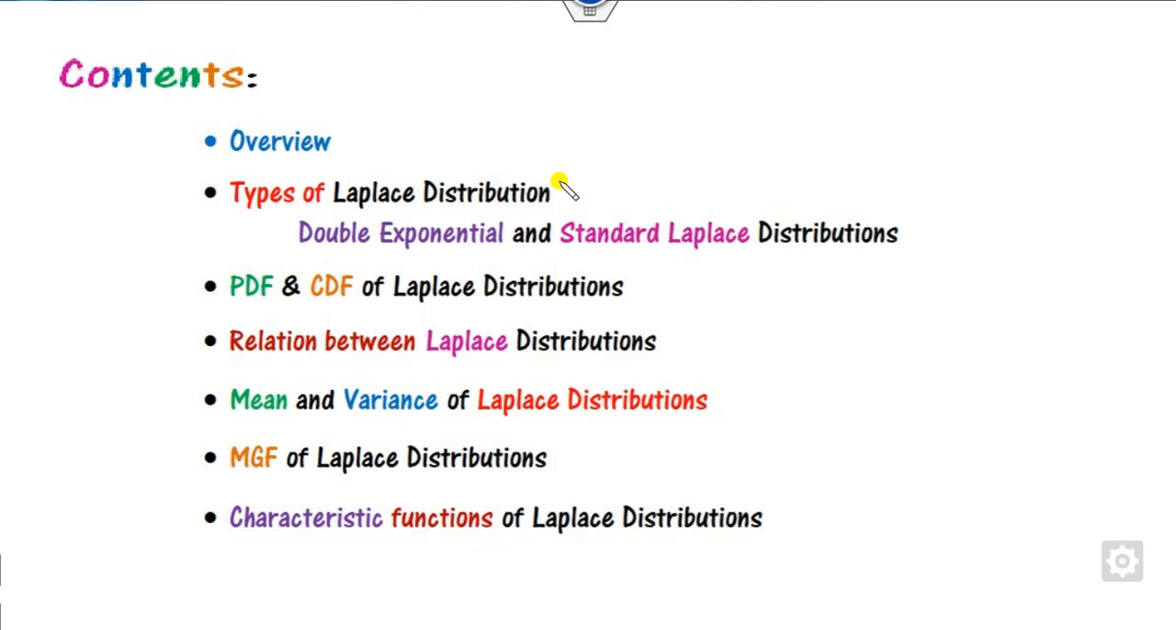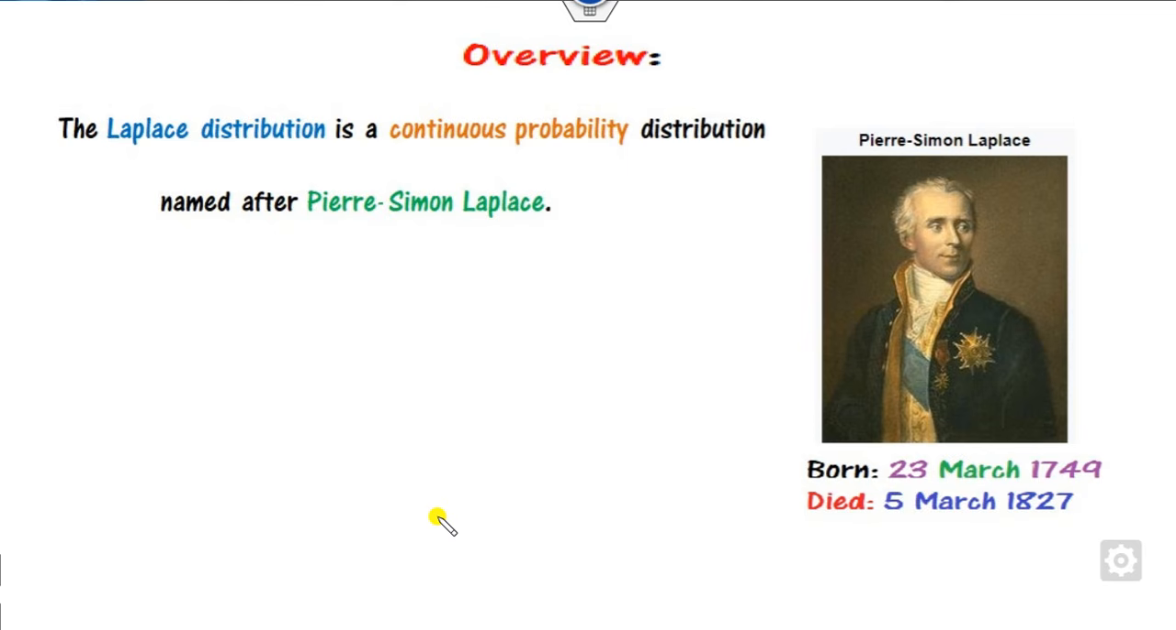So the content of today's presentation is that we will see the overview of the Laplace distribution, what the various types are, how you can find the PDF, CDF, the mean, variance, MGF, and characteristic function, all about in this video.